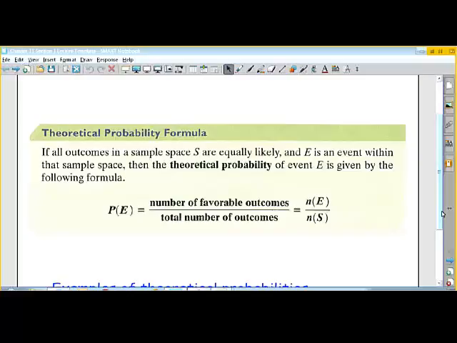So what we'll end up with is that the number of elements in the favorable event is always less than or equal to the total number of events. So the probability is always a number that's between 0 and 1. It can be equal to 1, but it can't be greater than 1.